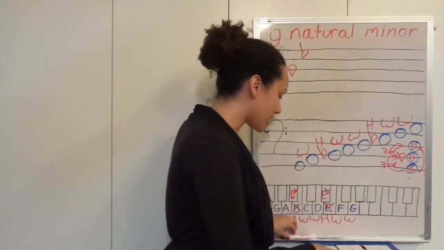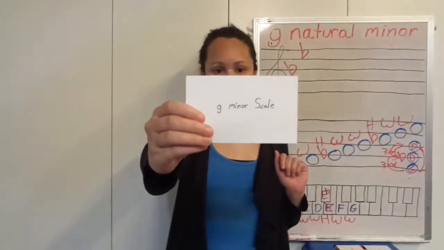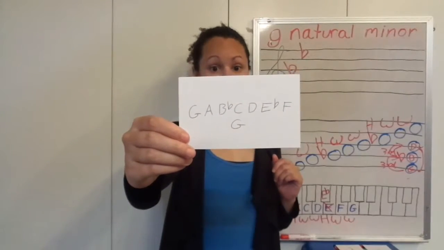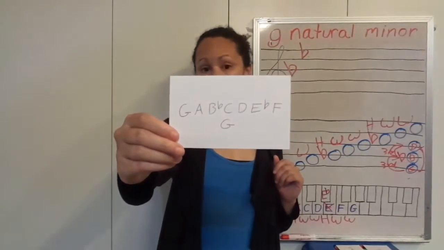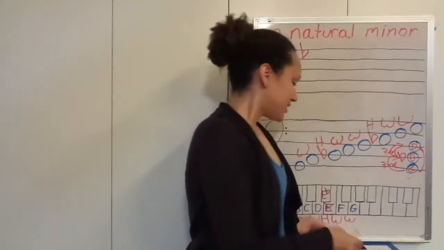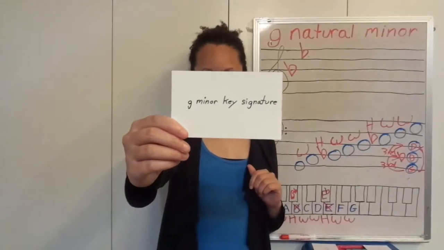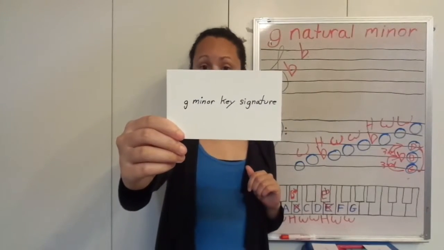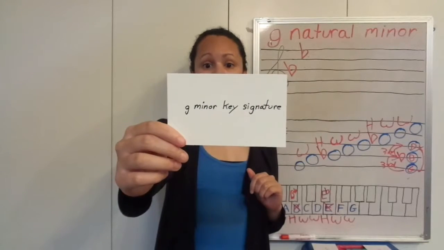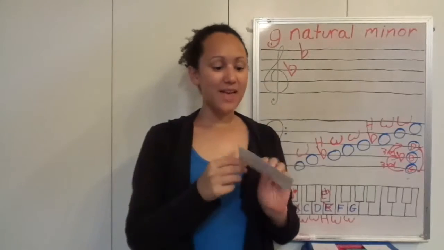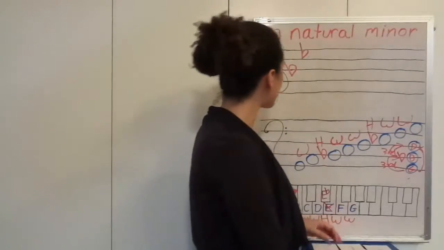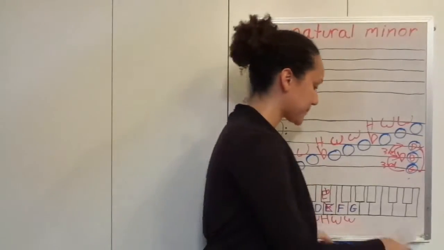Take out your flashcards. On one, put G minor scale. Go ahead and write out the scale. G, A, B flat, C, D, E flat, F, and then G again if you like. The G minor key signature. Make sure that G is lowercase and the m for minor is also lowercase to remind yourself that lowercase is for minor. And then it's B flat, E flat. That's here, B flat, E flat.